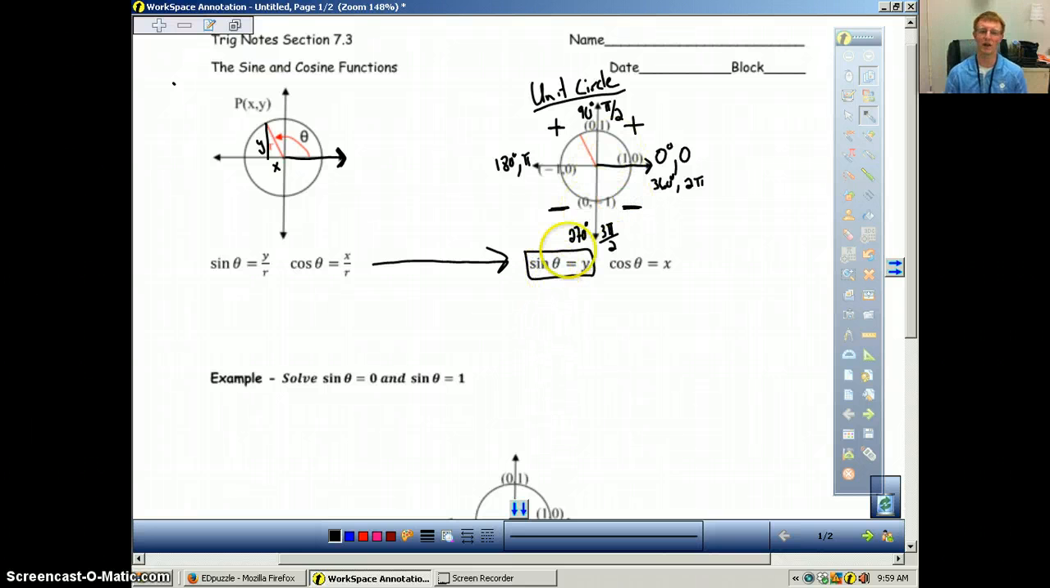In other words, if I have the sine of an angle that is between 0 and 90, then it's going to be positive. If I have the sine of a value that's between 90 and 180, it's still going to be positive.